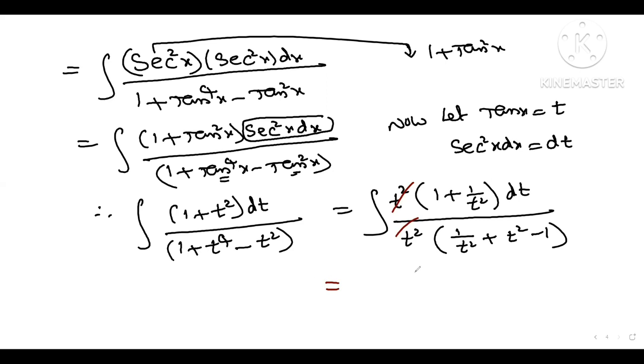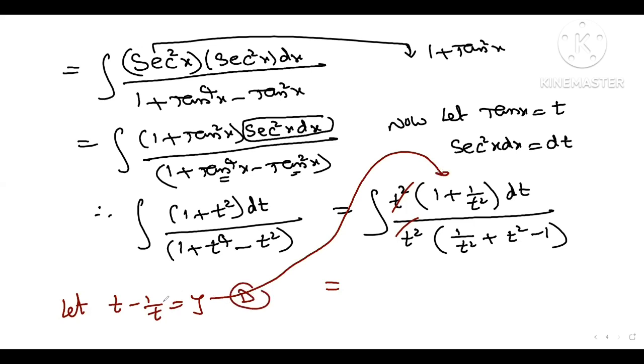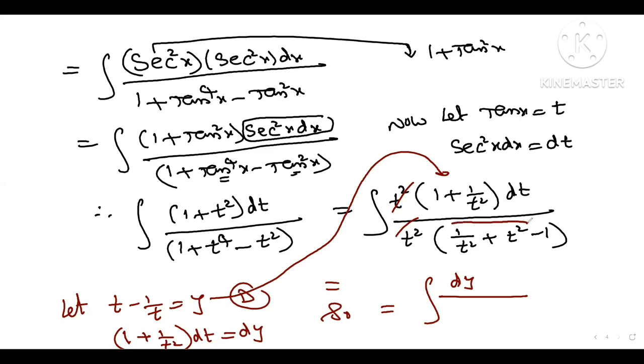Here this kind of model, we will take t minus 1 by t equal to y. Why? Because this derivative is there on the numerator. So differentiation on both sides. Differentiation of t we get 1. Differentiation of minus 1 by t is plus 1 by t squared. dt is equal to dy. So integral 1 plus 1 by t squared dt is dy. dy by, first find out 1 by t squared plus t square value here. How can we find?